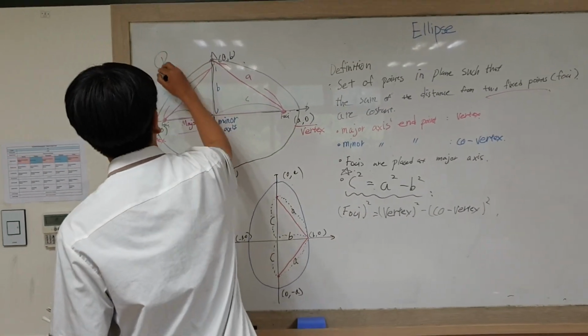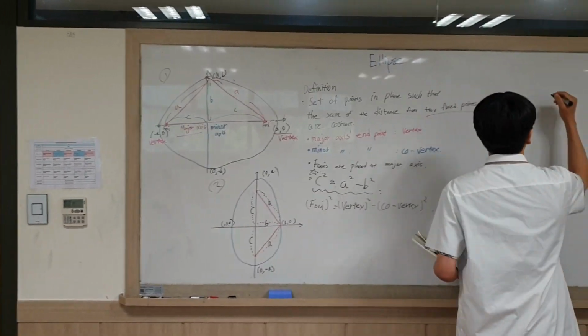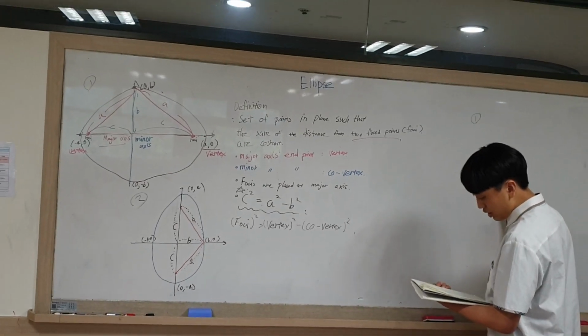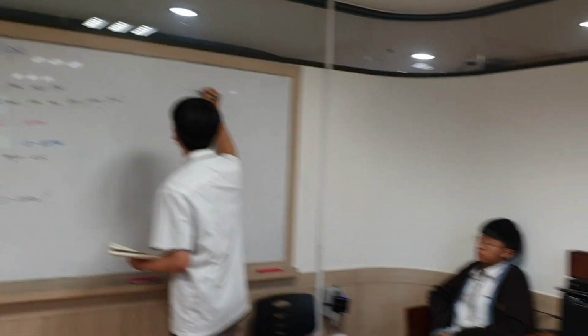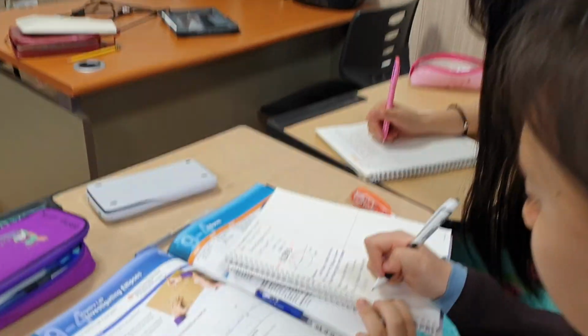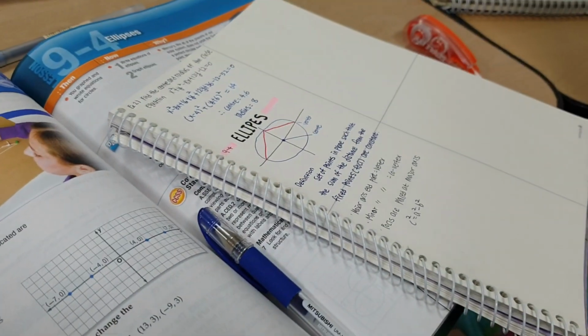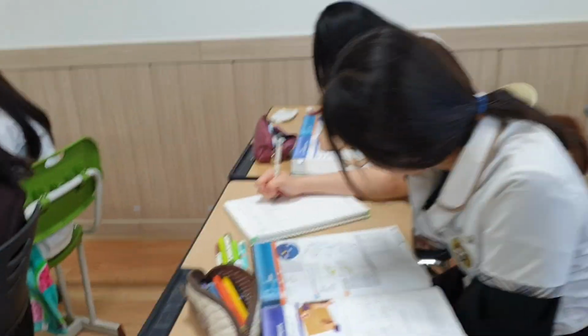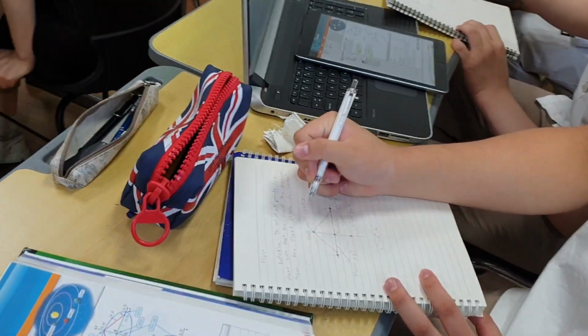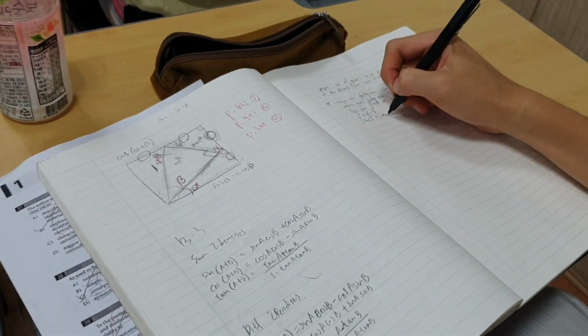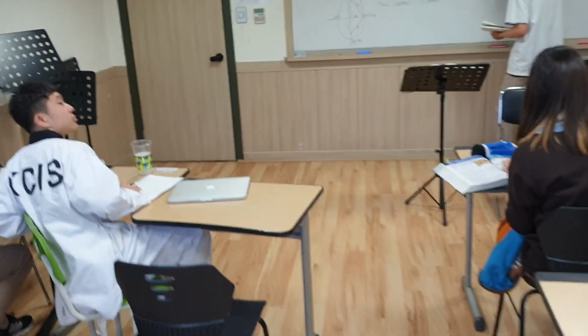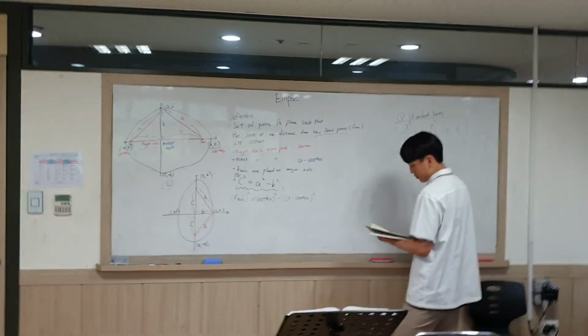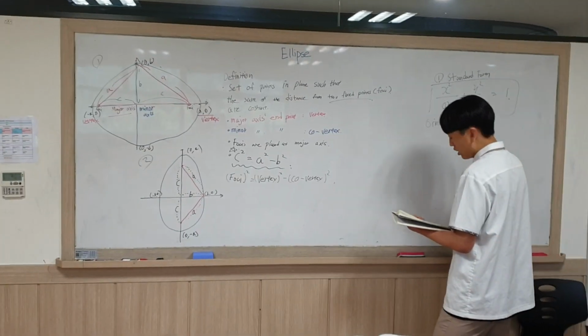So for this number 1 and this is number 2. For number 1, it's here. Now this standard form is x squared over a squared plus y squared over b squared equals 1. And this is the standard form of number 1's equation, graph, and its orientation would be horizontal.